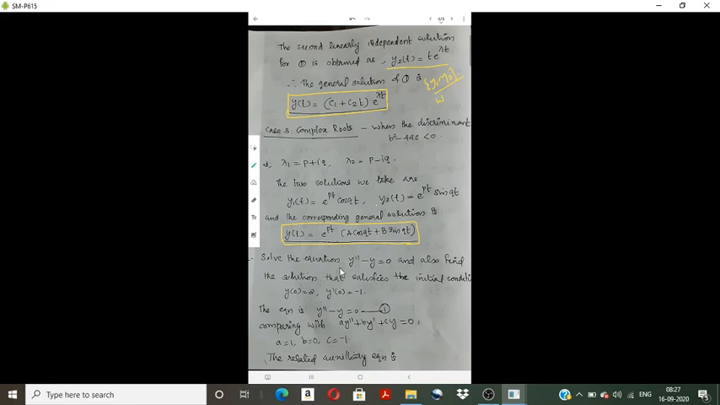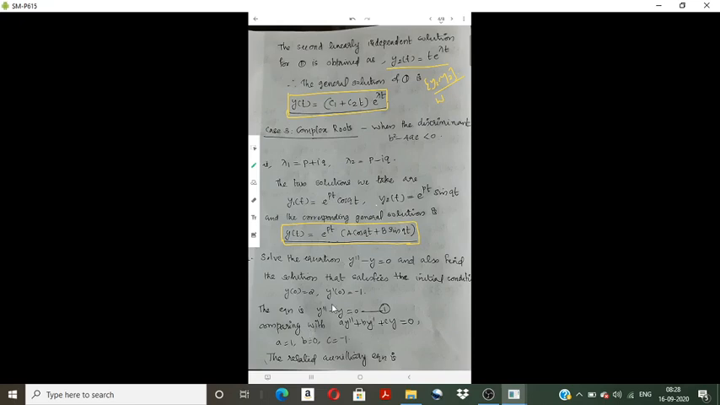The equation is already in the standard form, that is a y double dash plus b y dash plus c y equal to 0. Comparing this with the standard form, we have a equal to 1, the y dash term is absent so b is equal to 0, and c is equal to minus 1.